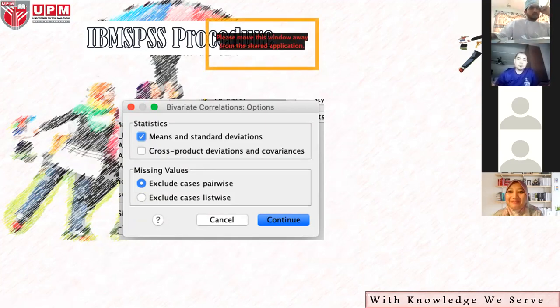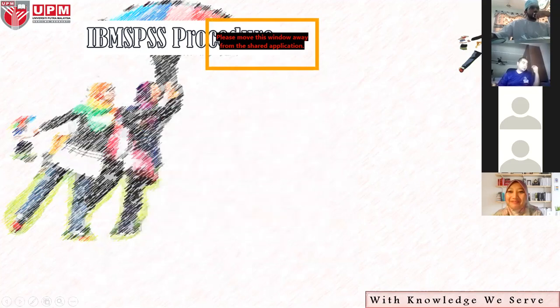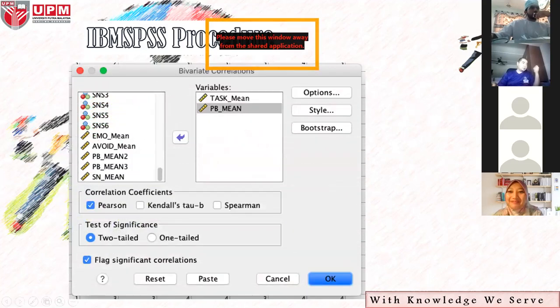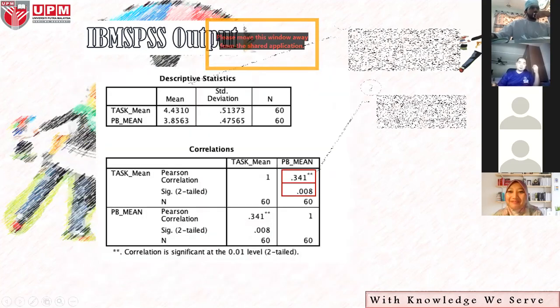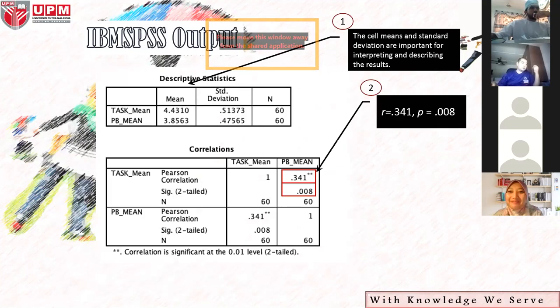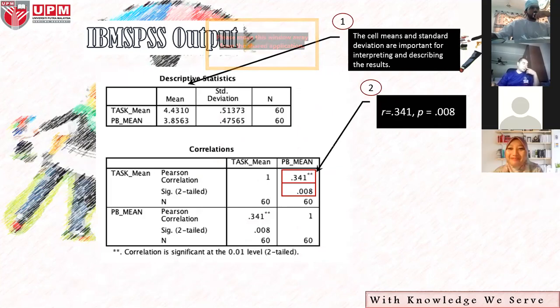And then you check for means and standard deviation. This one by default, it will exclude the cases pairwise. Okay, and then click continue. Okay, and then click OK. Okay, so this is the result. Okay, so there are only 2 tables for correlation analysis.